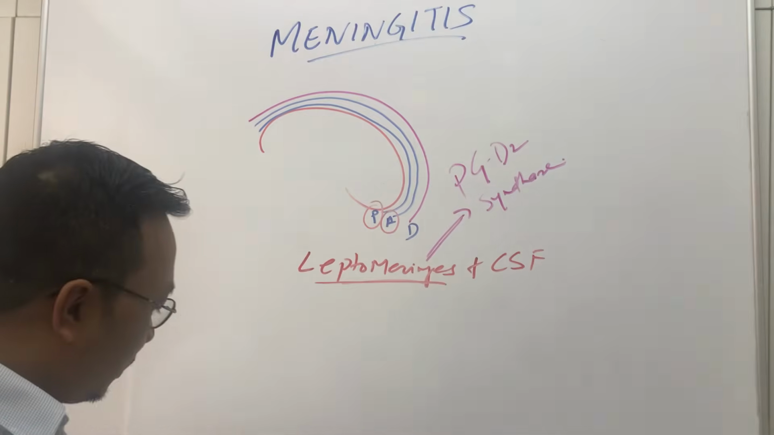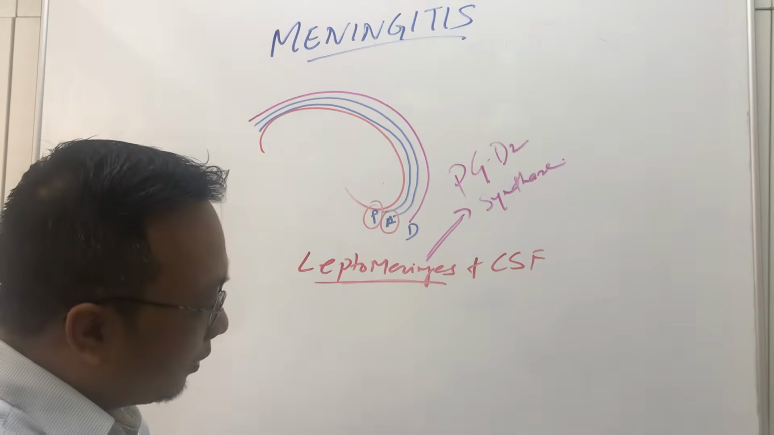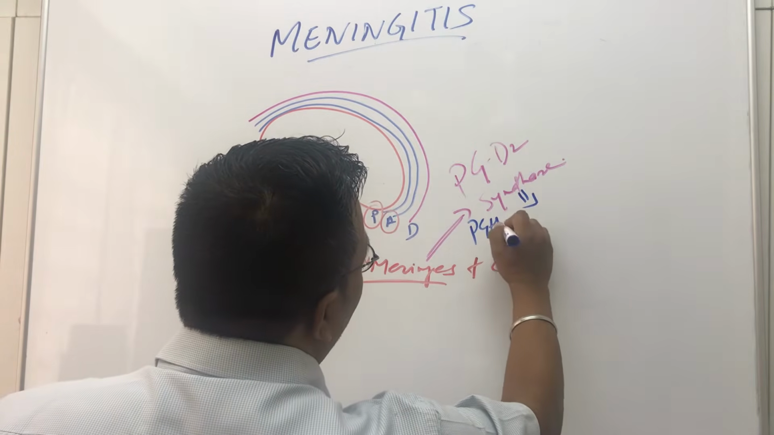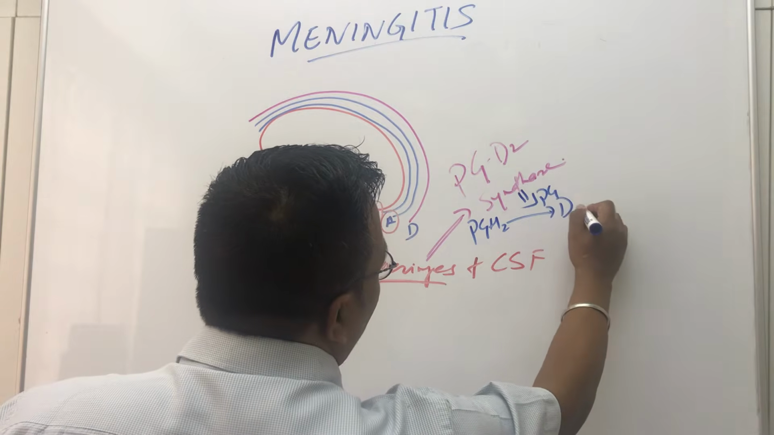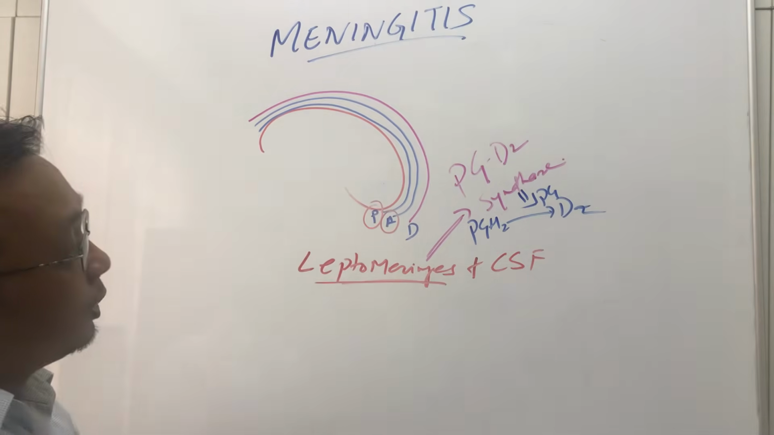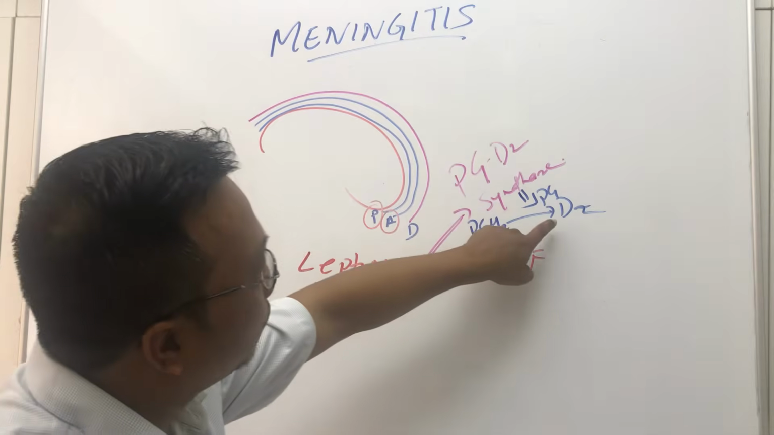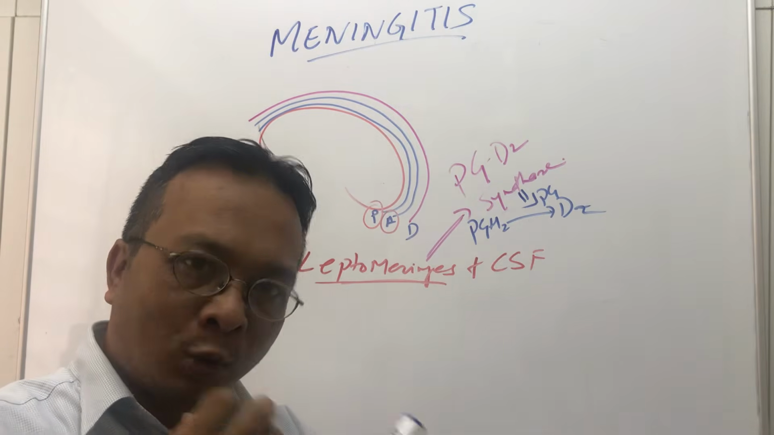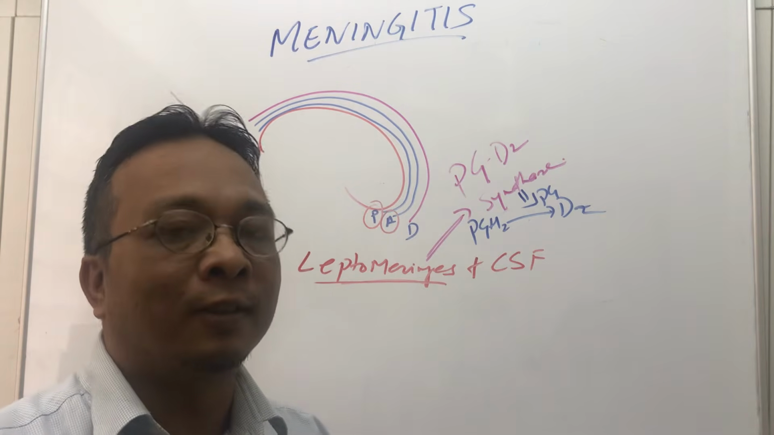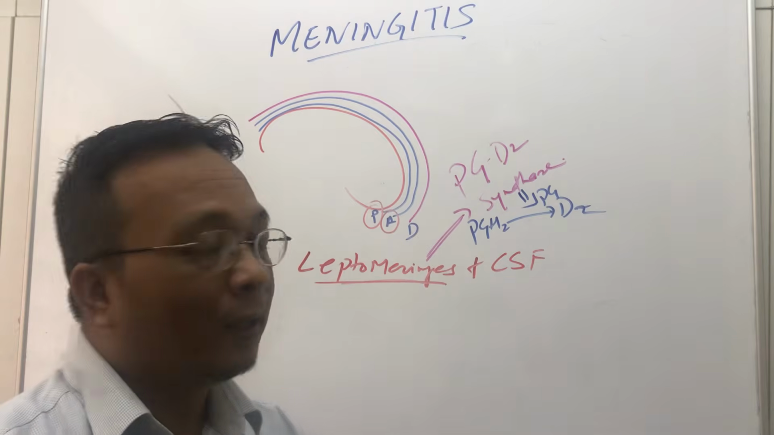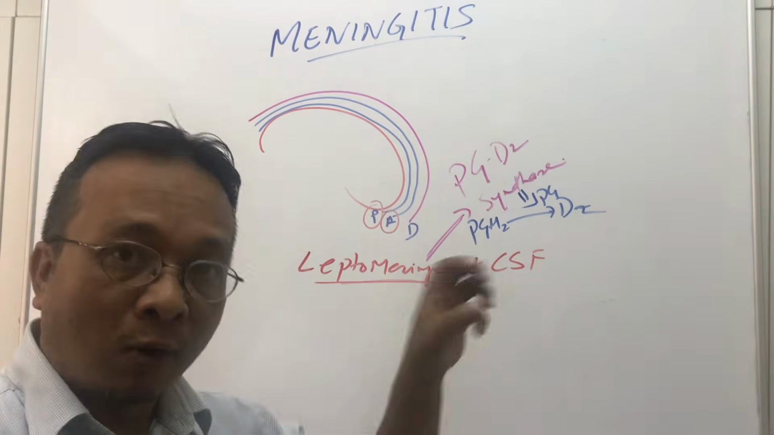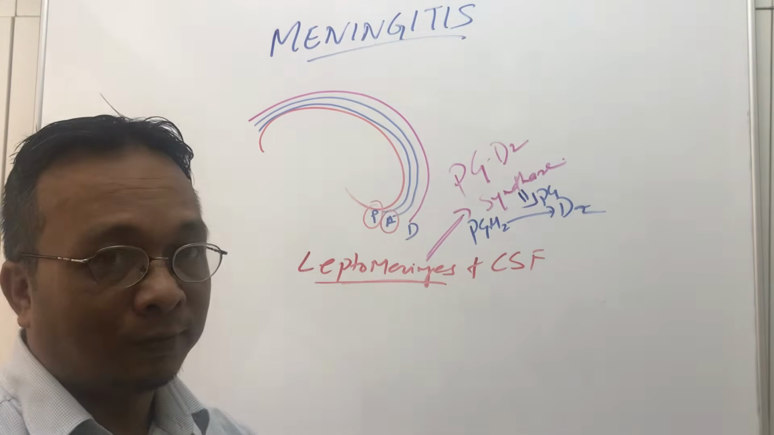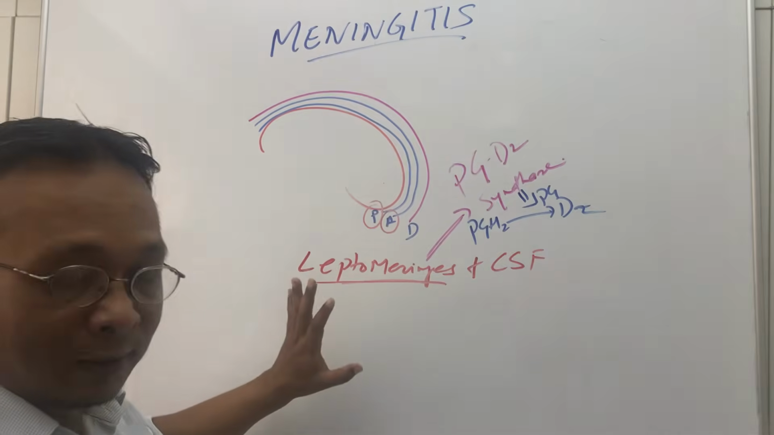This PGD2 synthase mediates the conversion of prostaglandin H2 to D2. So this prostaglandin D2, which is finally formed, what does it do? It is an important modulator of smooth muscle contraction and relaxation, also a neuromodulator, and it is an important protein found in CSF. Though CSF protein is very low, it is found in CSF. So that is the importance of the leptomeninges.